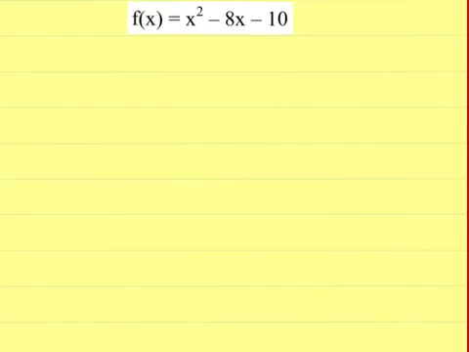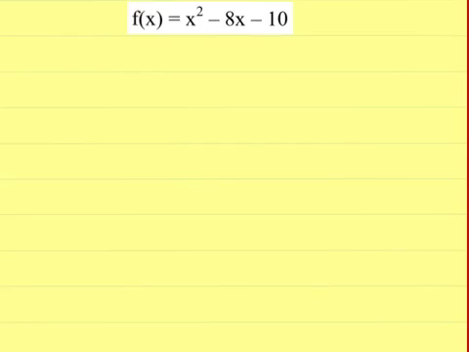Here's an example of what all of that means. You have f of x equals x squared minus 8x minus 10. We want to find the critical points of this function. And remember, critical points can be a maximum point, a minimum point, or a point of inflection where the direction is changing. Need a smaller marker. There.